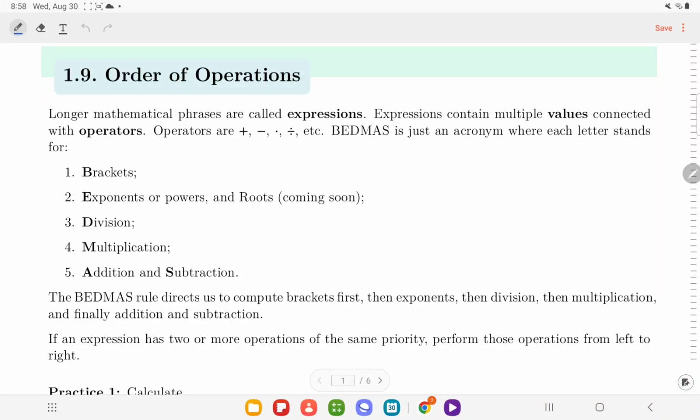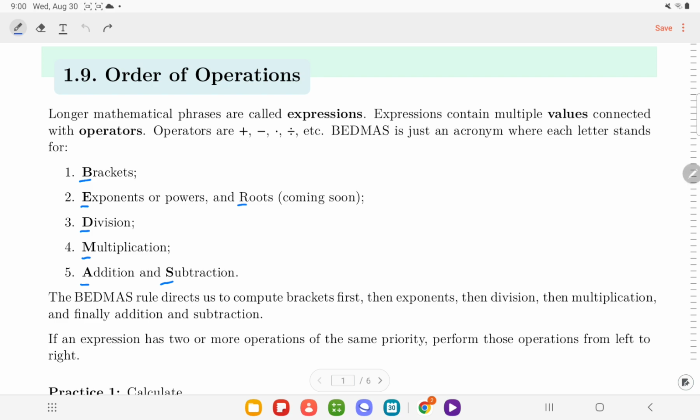The order of operations is a set of rules used to determine the sequence in which calculations should be done in an expression. The acronym BEDMAS is often used to remember the order. Brackets, exponents and roots, division, multiplication, addition and subtraction. These rules provide a standardized way to solve equations and prevent confusion.